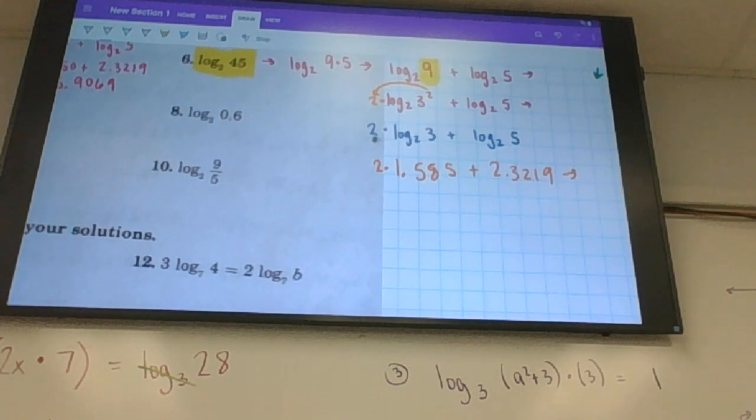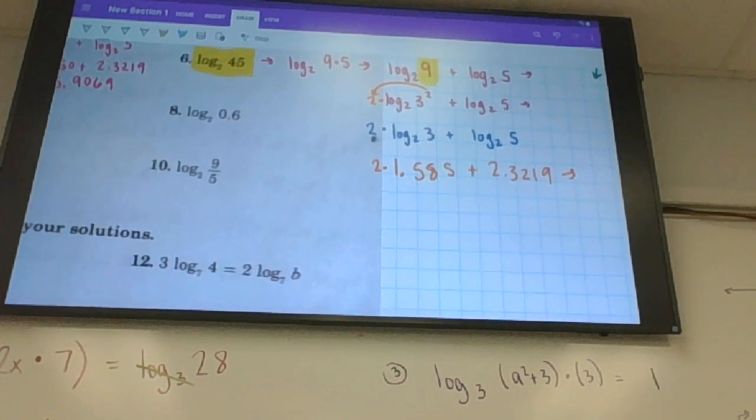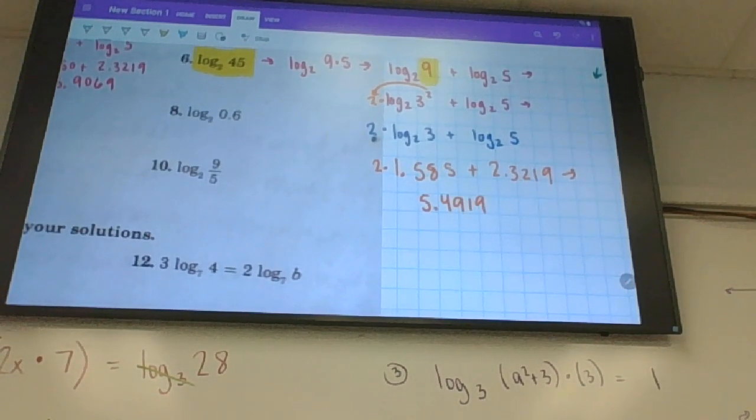So close. 5.49. I just said it was between 5 and 6. So I'm going to check this. It's 45.00. It's not even as close as I wish it was.